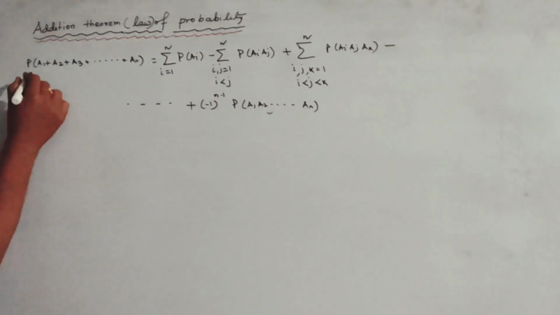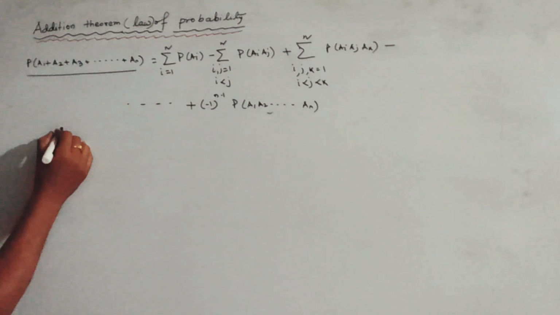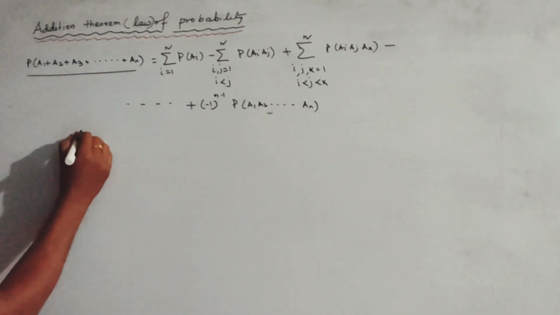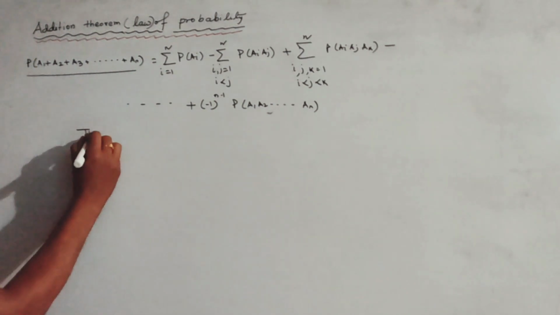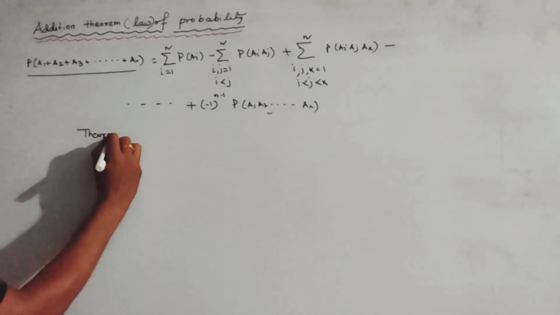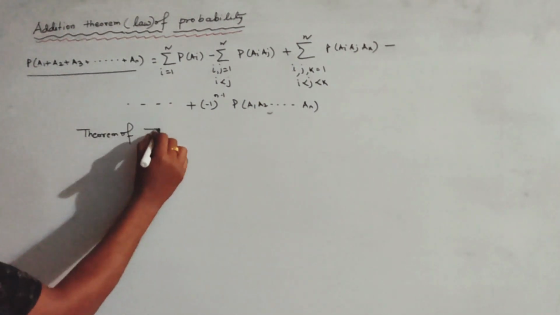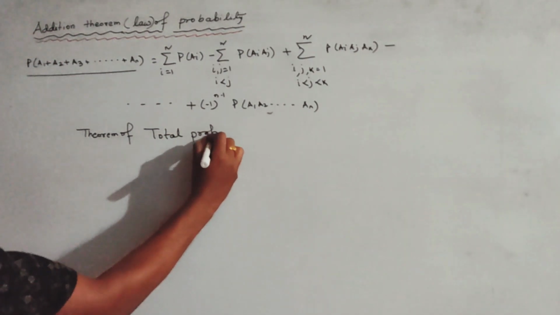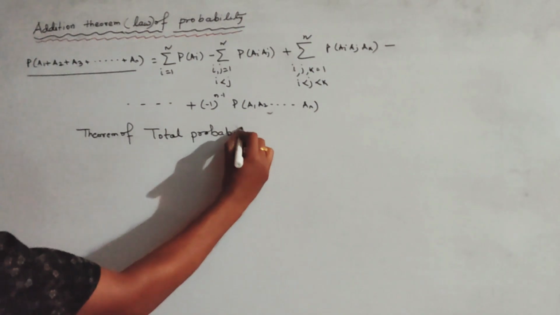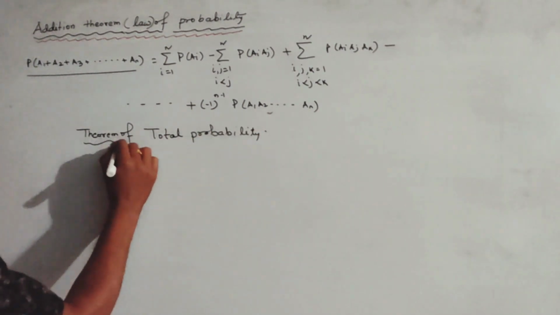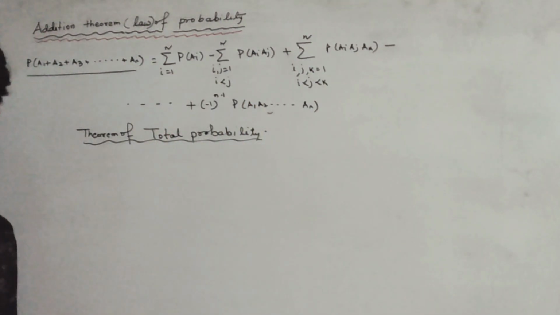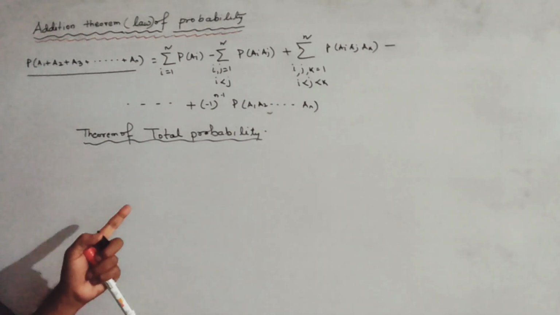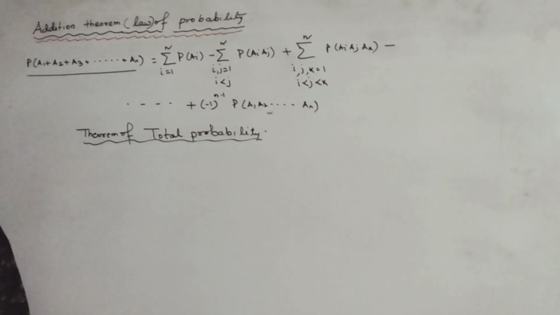And this theorem is also known as the theorem of total probability. Okay, this is known as the theorem of total probability, and we will prove this theorem in the next class.